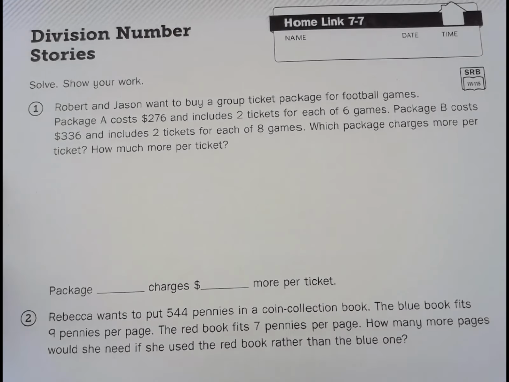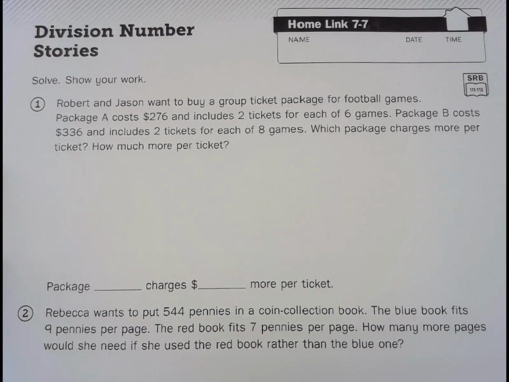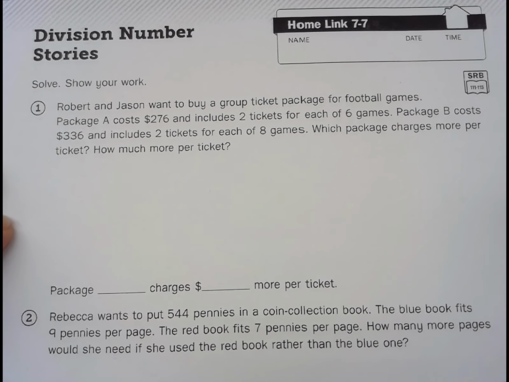So the first one, number one, says Robert and Jason want to buy a group ticket package for football games. Package A costs $276 and includes 2 tickets for each of 6 games. Package B costs $336 and includes 2 tickets for each of 8 games. Which package charges more per ticket? How much more per ticket?